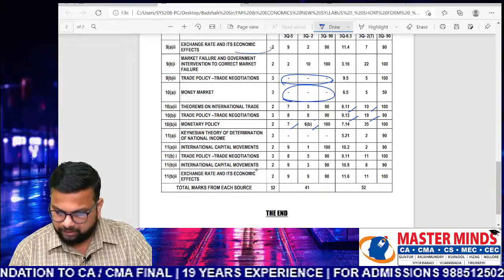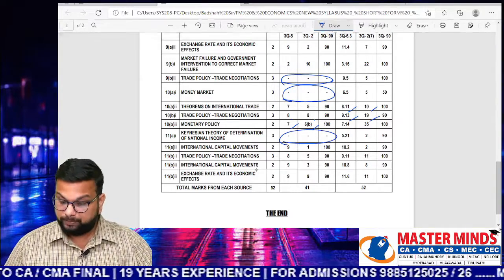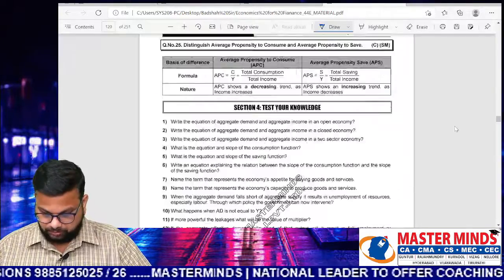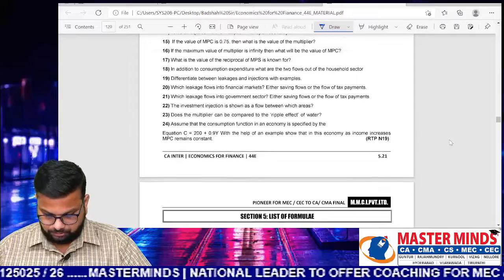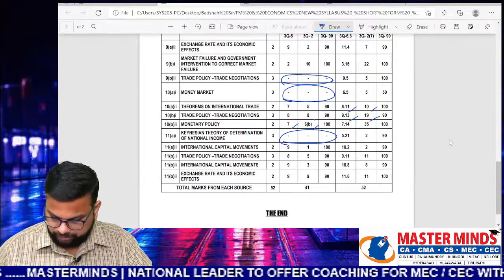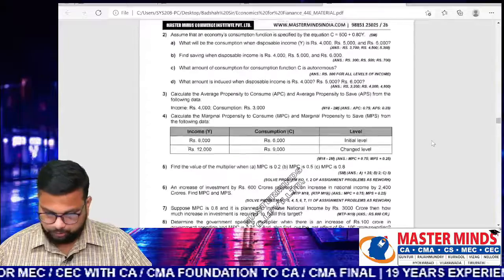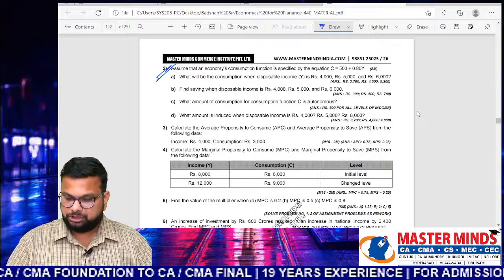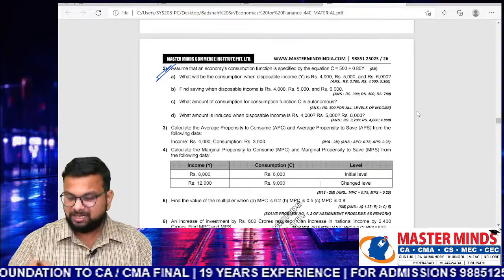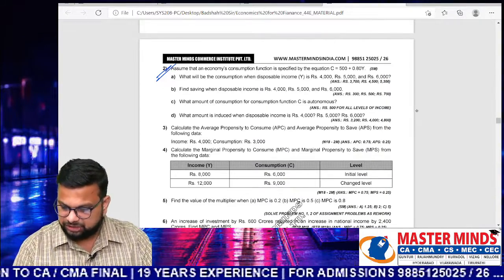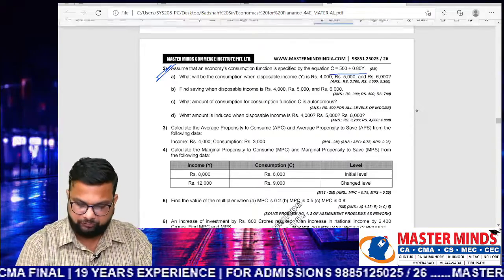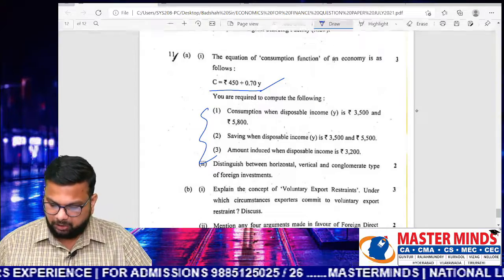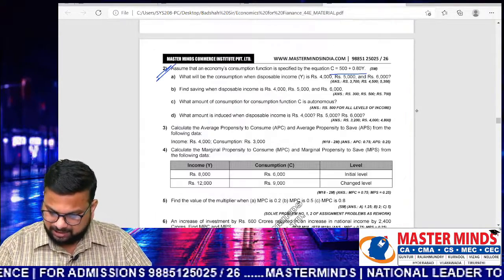This is not covered in our guess questions, but it is covered in our Masterminds material, page number 5.23, question number 2. The same thing is given in our question paper also, but the values have changed. Here the consumption function is C equal to 500 plus 0.80Y. And here the consumption function is C equal to 450 plus 0.70Y. And the same thing has been asked in our material also.